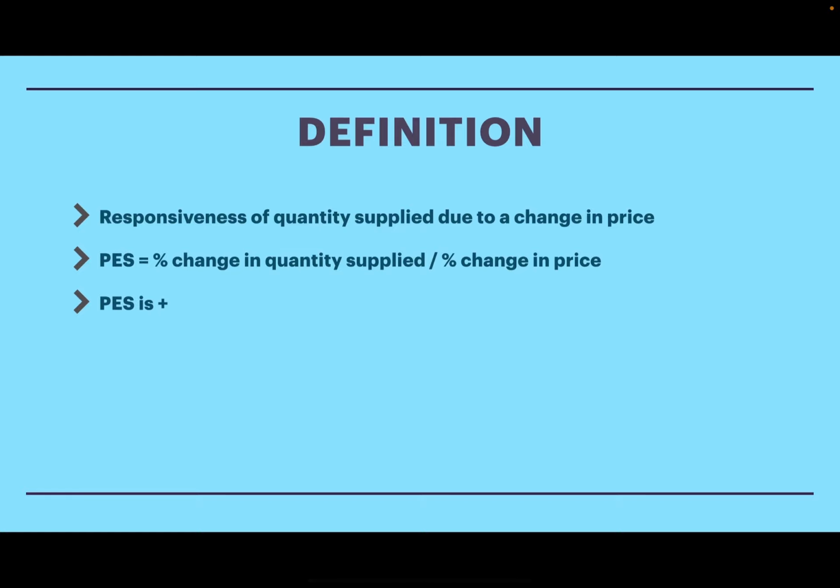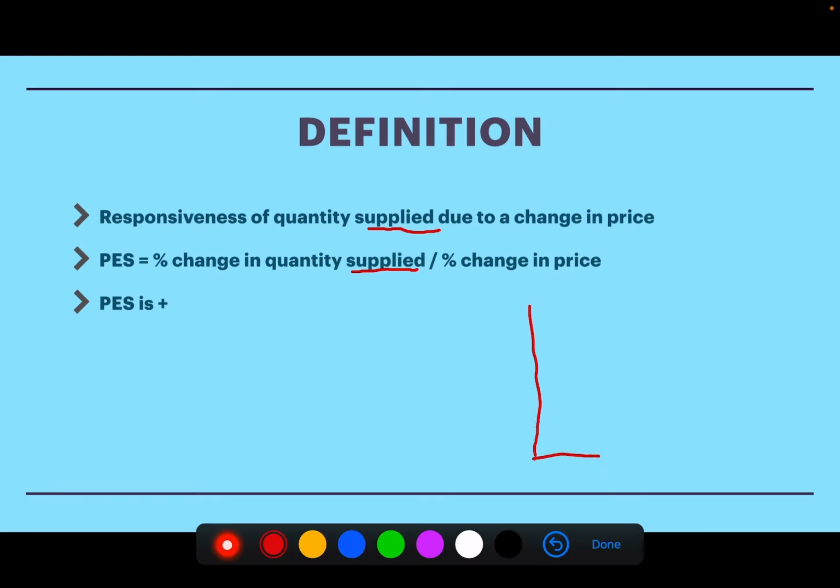Right, price elasticity of supply is positive. Now the reason for that is if you think to your supply curve, your upward sloping supply curve, as price goes up, quantity also goes up. So you've got a positive on the top, you've got a positive on the bottom. So your numerical value for PES is going to be positive. So PES is always going to be positive because as price goes up, suppliers want to supply more.